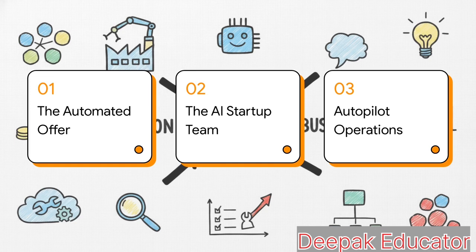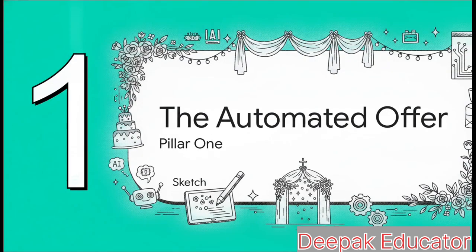So to build this one-person empire, we're going to follow a three-part blueprint today. Number 1, the automated offer. Number 2, the AI startup team. And number 3, autopilot operations. All right, pillar 1, the automated offer. Because, well, every business needs a product or service, right?